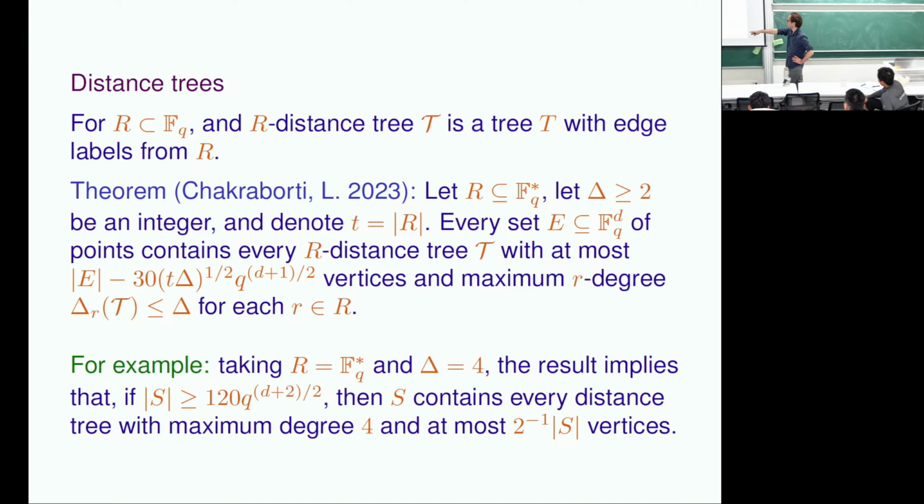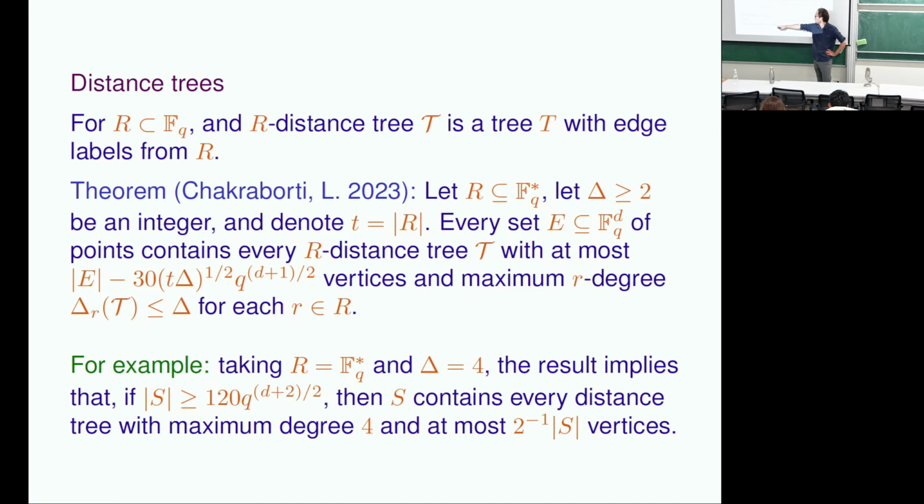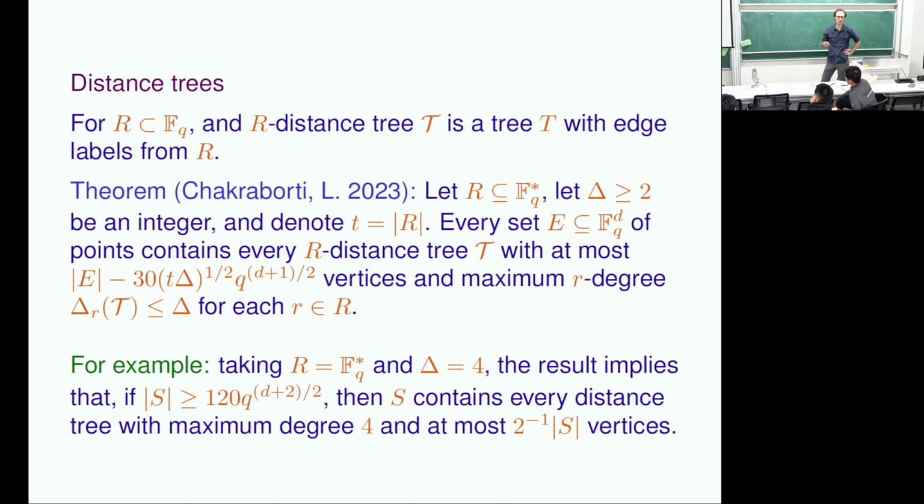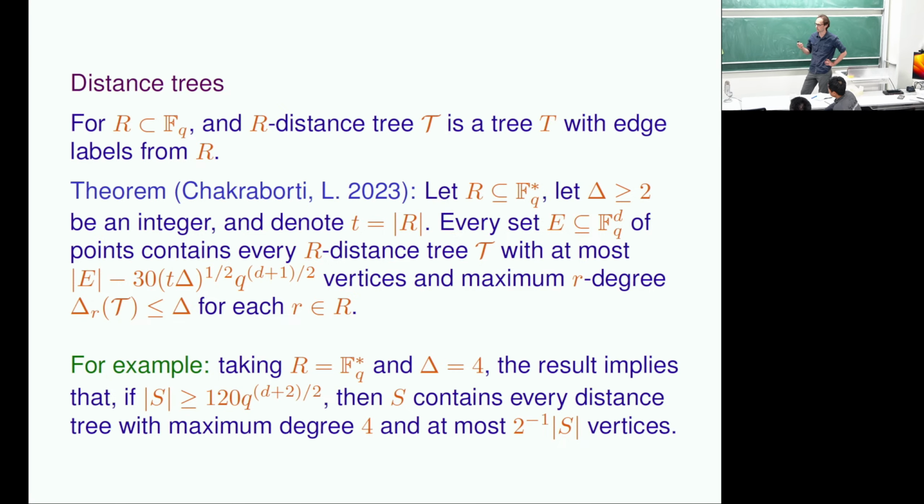And I wrote every distance tree with maximum degree 4, but this should be maximum degree 4 in each distance. So the degree of the underlying tree could be extremely high, but it's required that each distance is only duplicated 4 times at each vertex. Also, maximum R degree, is it the number of edges with the same distance? Same distance, yeah. Right.